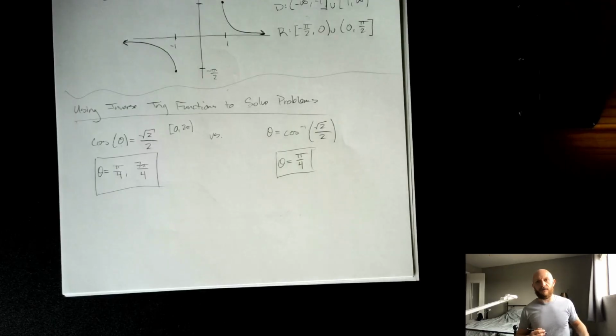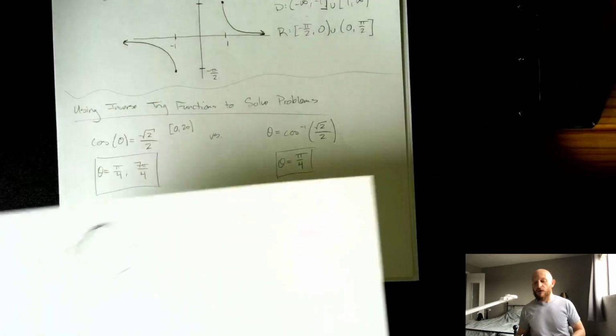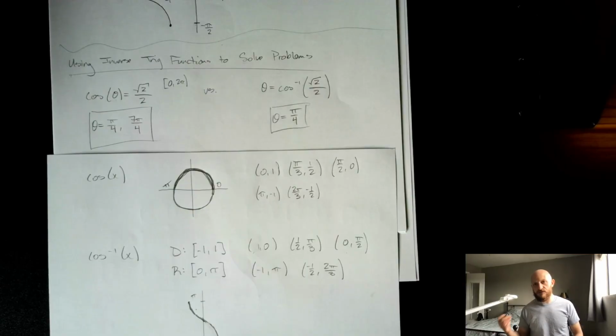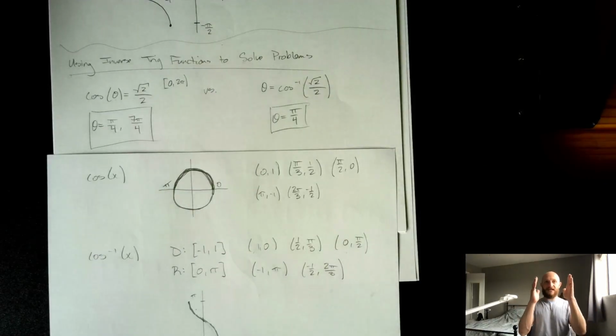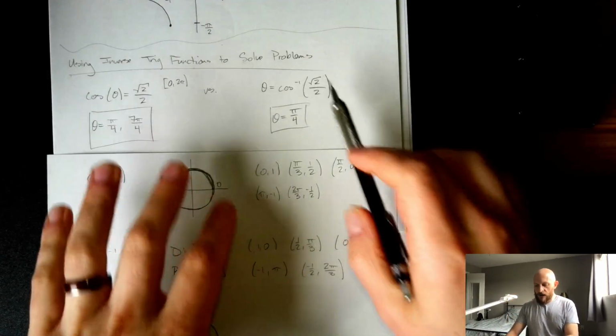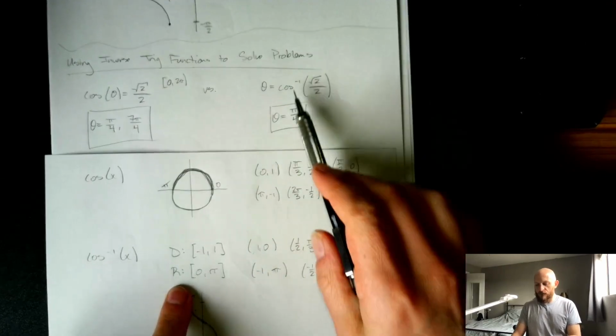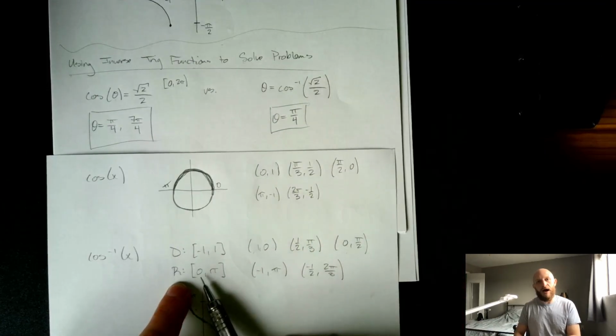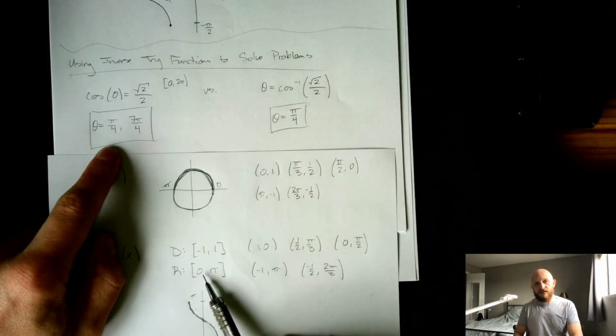Well, the reason is because of how we defined cosine. Remember, with all of these trig functions, we had to restrict the domain of the trig function. Like cosine, we had to restrict the domain of cosine in order for it to be one-to-one, so that its inverse was also a function. And that's where it comes from. What is the range of the cosine inverse function? The range of cosine inverse is 0 to pi. Which of these two values is in that interval from 0 to pi?